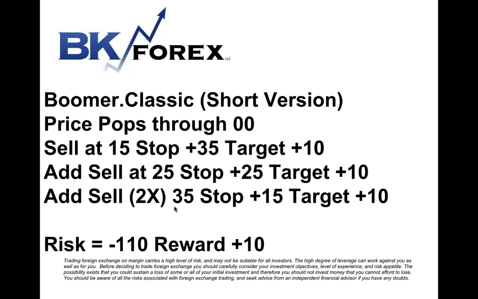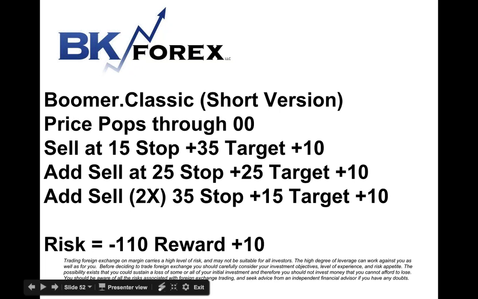The short version of the Boomer Classic is exactly the same thing, except now if the price is rising above the 00 level, we sell the 15, we sell the 25, we sell the 35 until we can get that 10 points and just resolve the trade in our favor. So I just want to make sure that everybody is clear on how the Boomer Classic basically works.